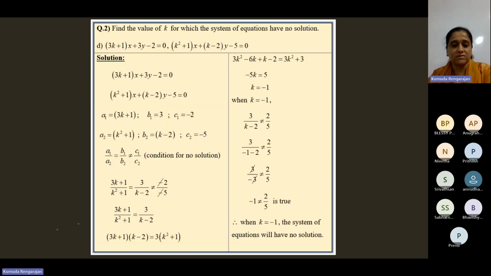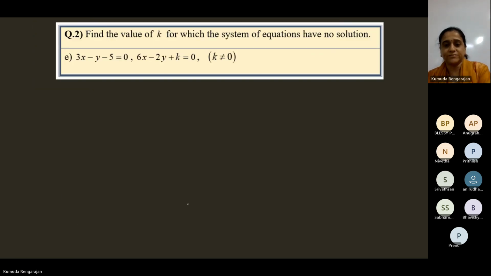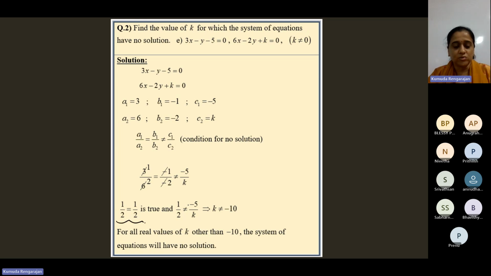But what are we getting here? This part is true. Here we are getting k should not be minus 10. But what is the question? What should be the value of k? K should not be minus 10, okay. So other than minus 10, it can be anything. That's the answer: for all real values of k other than minus 10. The meaning is k can take any real value, but not minus 10. The system of equations will have no solution.